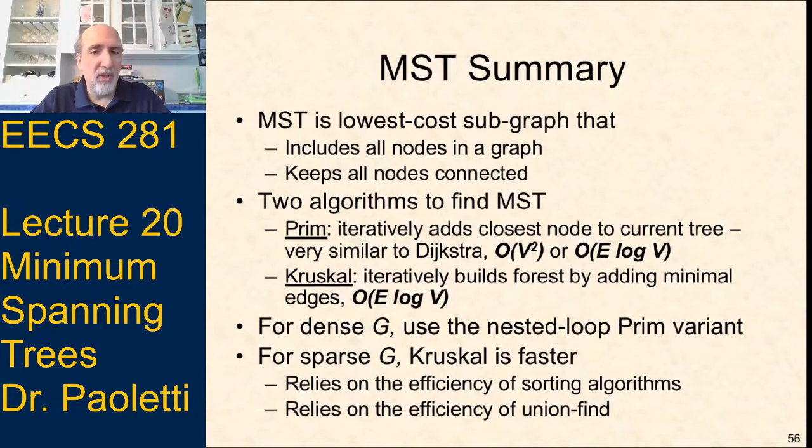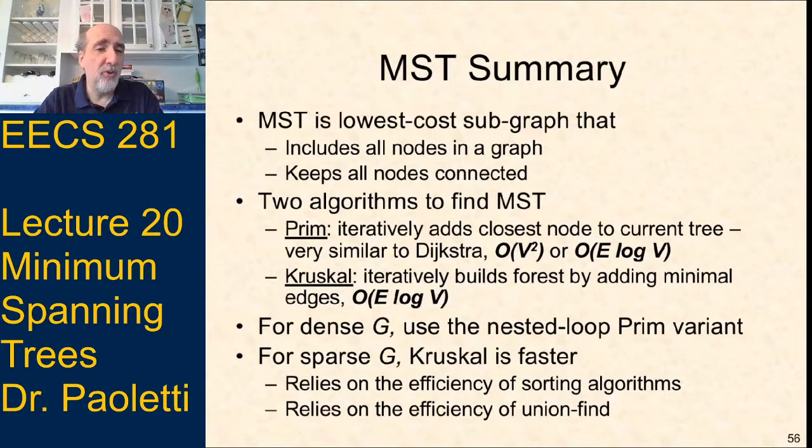Kruskal iteratively builds a forest by adding minimum edges that don't produce cycles. Both of them don't produce cycles, that wouldn't be a spanning tree. So it builds a forest by adding a minimum edge that wouldn't produce a cycle, and we get E log V. Now, if we've got a dense graph, we must use the nested loop Prim's version. If we've got a sparse graph, they both have the same theoretical complexity, E log V, but it turns out in implementation, Kruskal is faster.